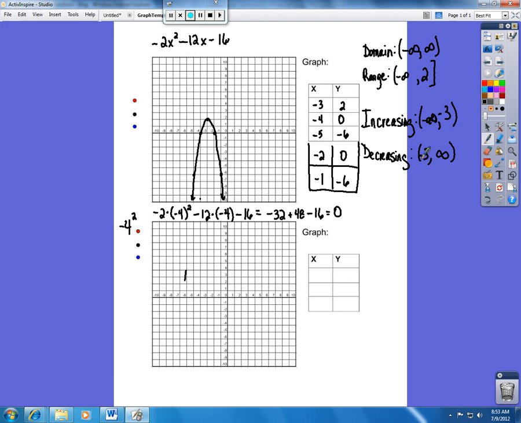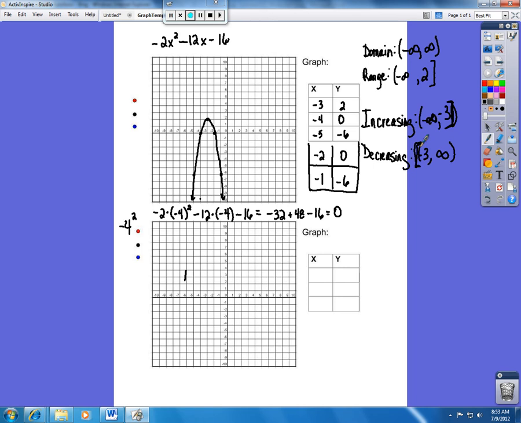Okay, now, let's see, these are actually supposed to be closed brackets. My apologies, I get in the habit of drawing open ones whenever I have infinity involved.